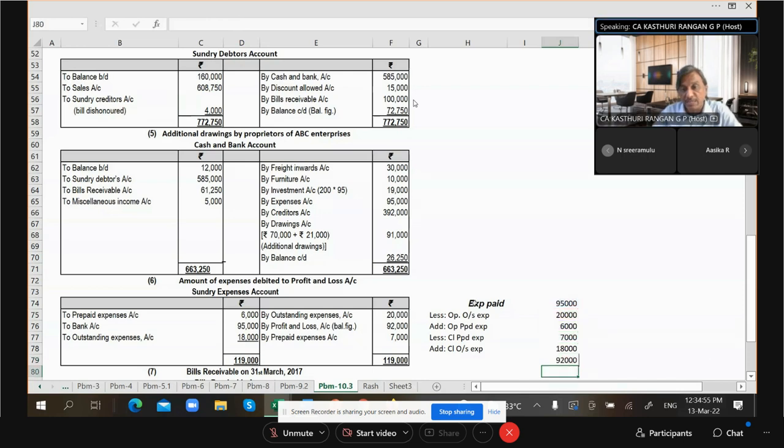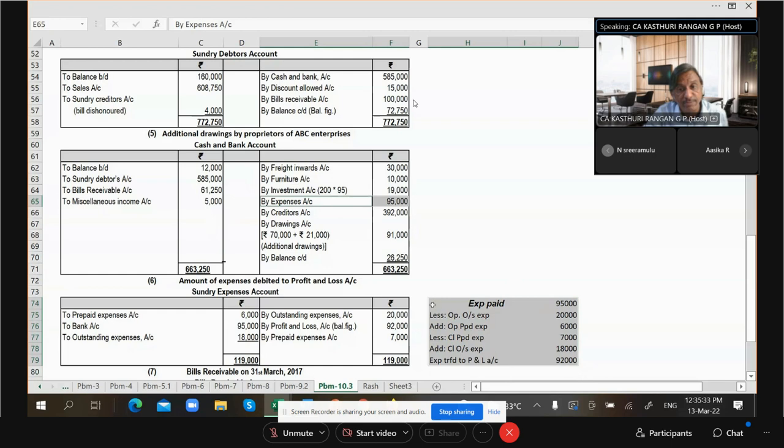See, you are getting 92,000. The expense paid is 95. Expense transferred to P&L account is 92. So instead of preparing a sundry expense account, you can prepare a working note like this also. That is your option. There is no condition to prepare a sundry expense account. Okay. So in the cash and bank account, expense paid will be recorded. See here, expense paid how much? 95. Expense paid 95. Clear?